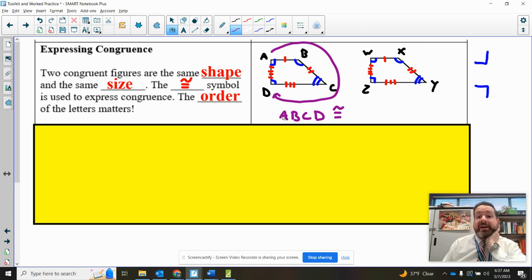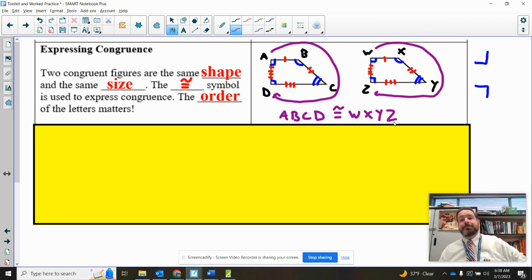But once you've done an order in one shape, you don't have a choice. You must go in the same order on the second shape. So if I started with angle A, I've got to go over here to the corresponding angle in the other shape and now do the same thing in the same order. So W, X, Y, and Z. So whatever order you use in the first shape, you have to use that same order in the second shape when you are naming your congruence.